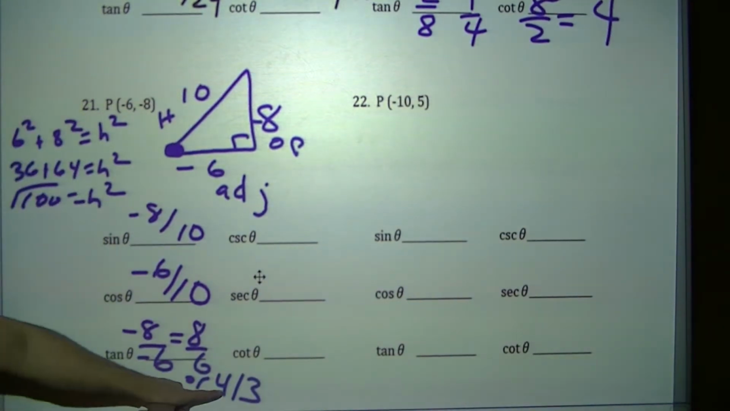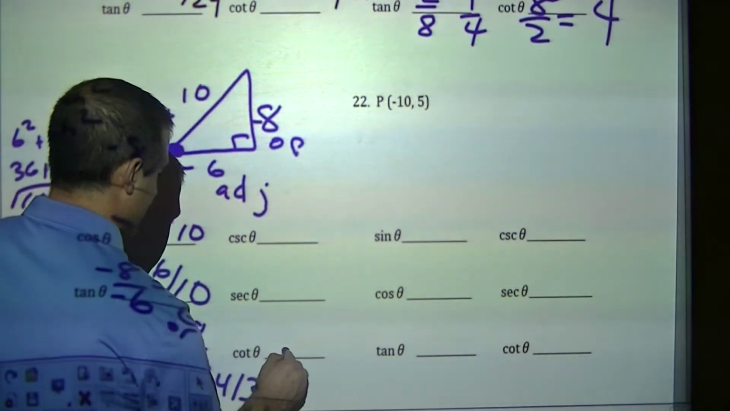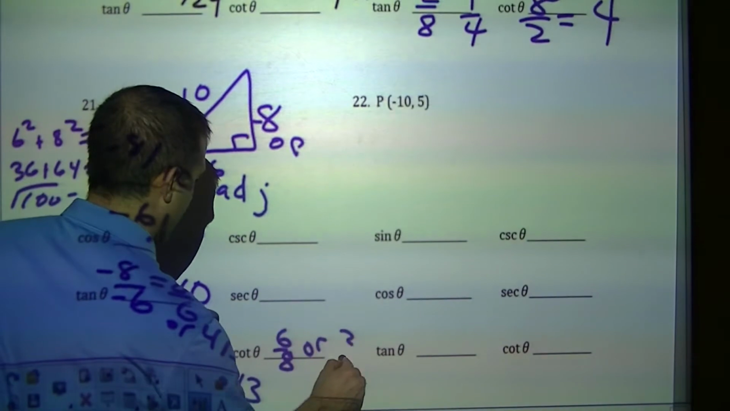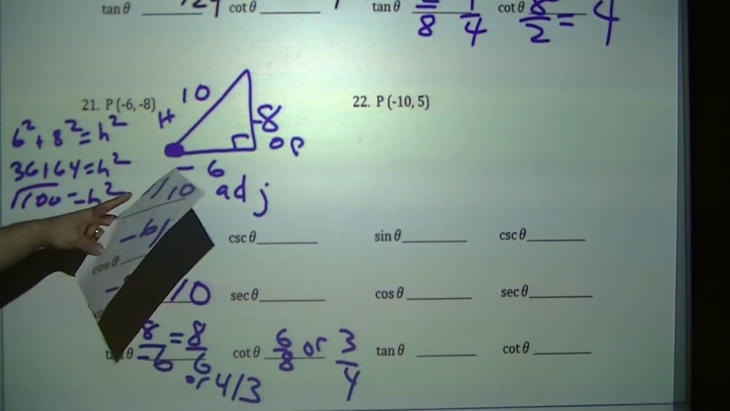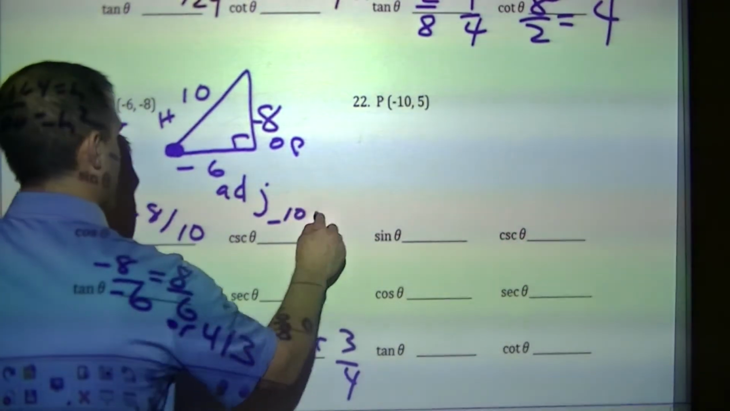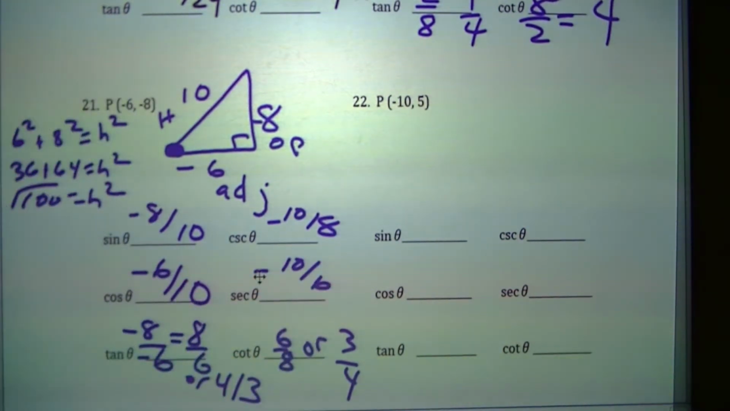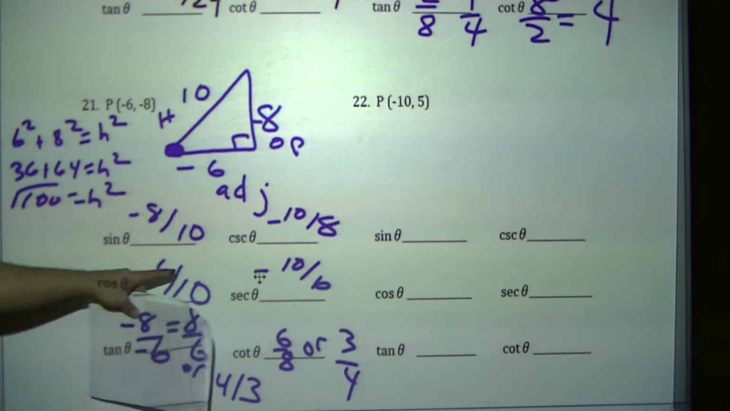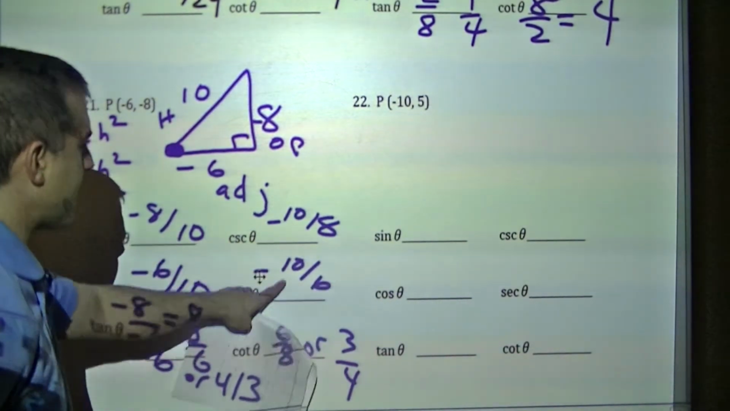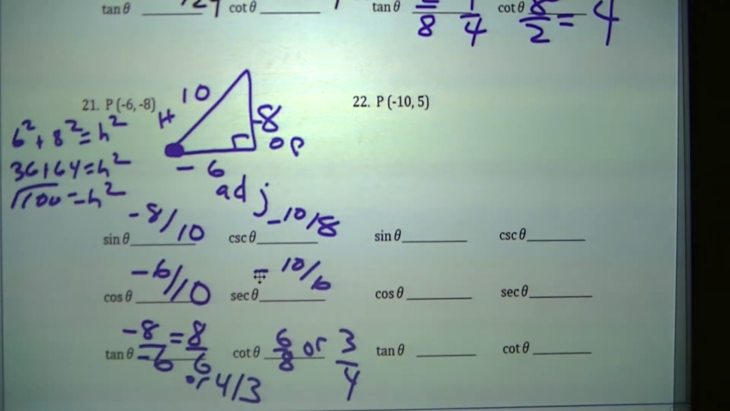There's a shortcut here. That means the cotangent's got to be 6 over 8 or 3 over 4, okay? Same thing with all these. They all flip over. So negative 10 over 8, negative 10 over 6, okay? Doesn't matter where the negative is, as long as there's a negative in there, it doesn't matter whether it's the top or the bottom, okay?